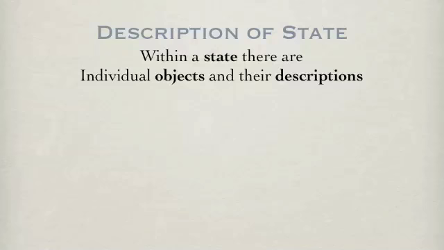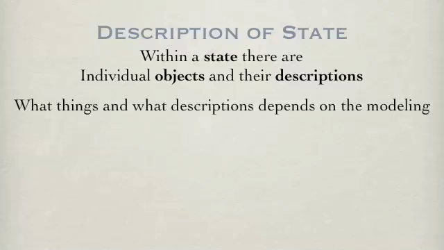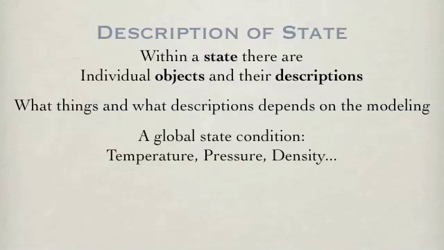The state of a system is the heart of a model, and encompasses the objects within the model and the description of the objects. How the state is defined depends on what level of modeling and what the model needs. A more global model could involve a state with just the temperature, pressure, density, and other global quantities of the system.